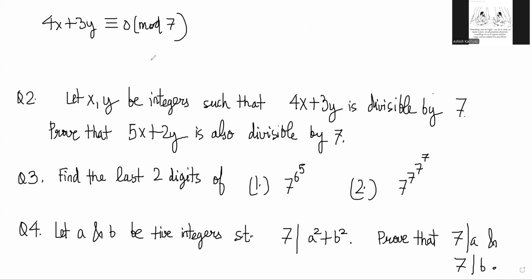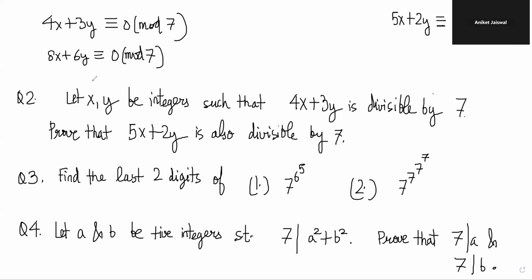We know that 4x plus 3y is congruent to 0 mod 7. We have to check what happens to 5x plus 2y. We have to find out what it is mod 7. From here we can say that if this is congruent to 0 mod 7, if you double it, 8x plus 6y will also be congruent to 0 mod 7, right? By multiplying by 2 on both sides of the congruence.